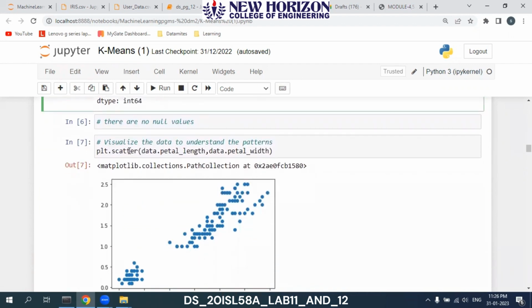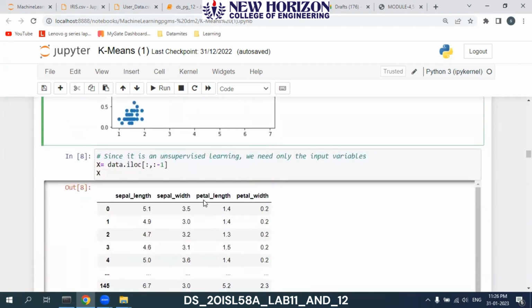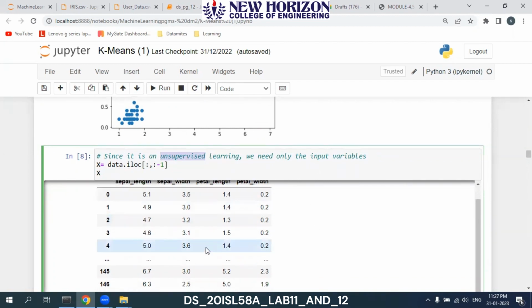Right. Next, this is only to know about your scatter plot. So this is how the petal length and petal width data is distributed. Right. Since it is an unsupervised algorithm, we need only the input variable. Unlike the other algorithms which we have seen, where we take your X as well as Y value, since it is an unsupervised algorithm, you don't need to consider the output variable. Our whole point is to group the variables, cluster the values available. So we choose only X here. We need only input variables here.